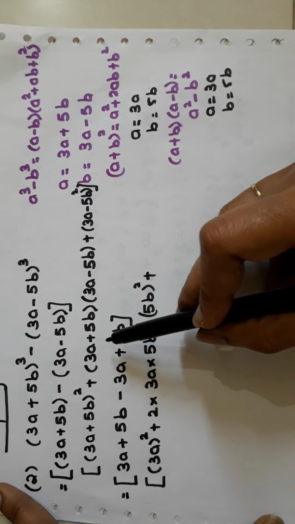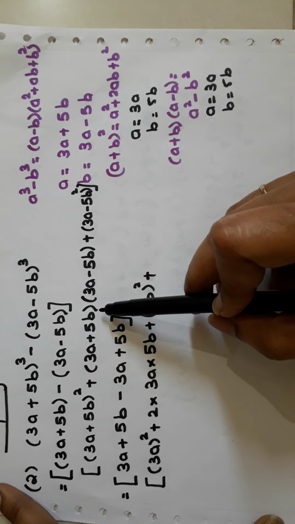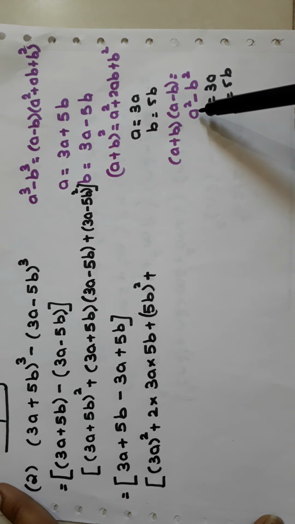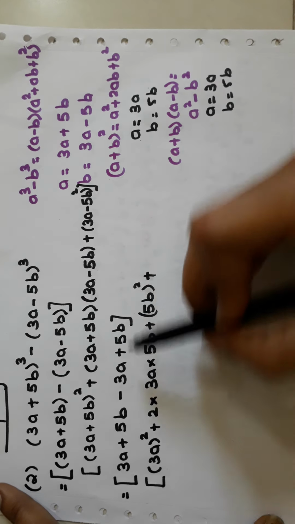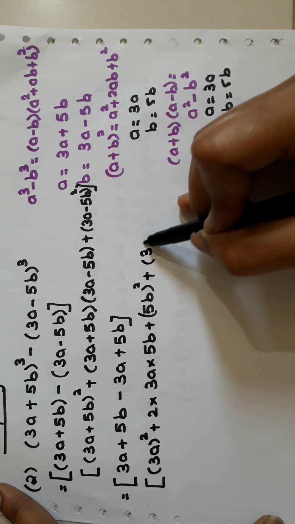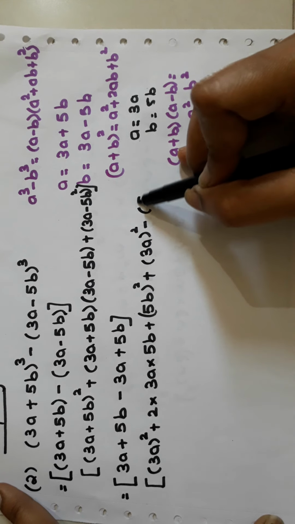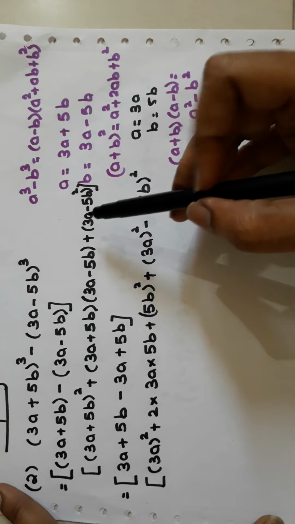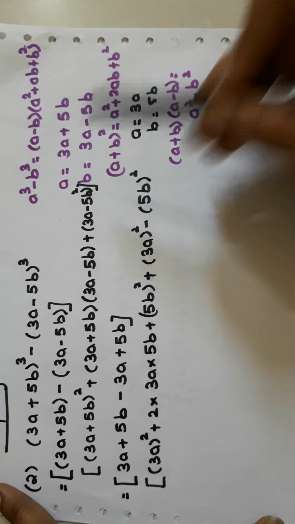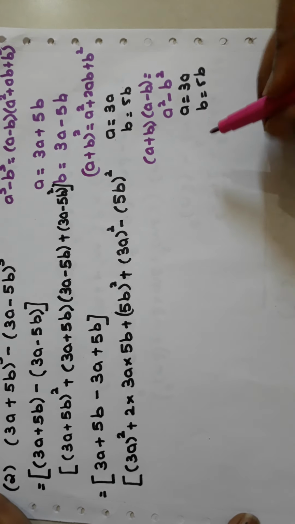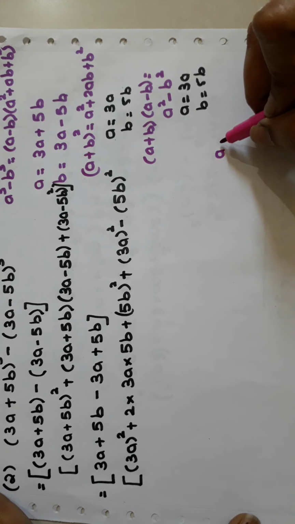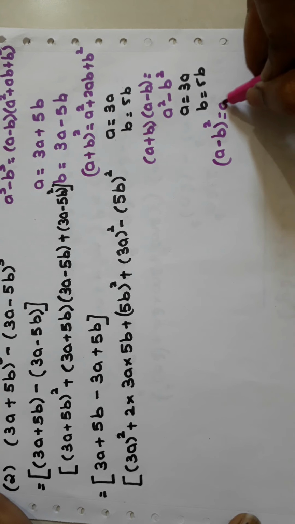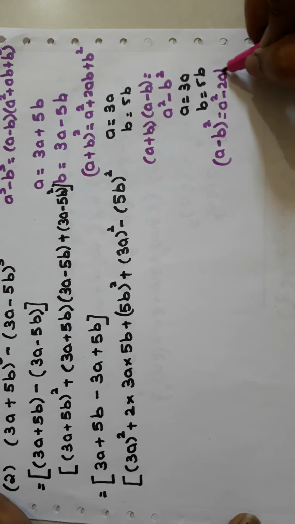So now 3a plus 5b into 3a minus 5b, by using this formula, is equal to a square minus b square. But a square is 3a the whole square minus 5b the whole square. Now there is one more term, 3a minus 5b the whole square. So here the expansion formula a minus b the whole square is a square minus 2ab plus b square.